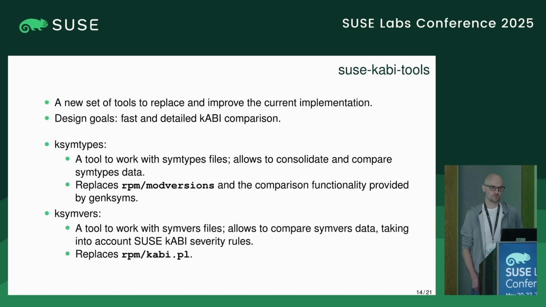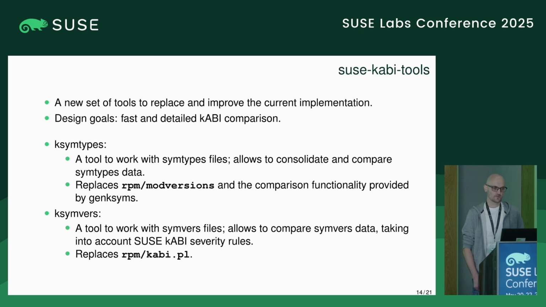The first one is to be reasonably fast, which in practice means that they should be written in a compiled language and they should utilize some level of parallelism for the most expensive operations. And the second goal is that they should provide somewhat more detailed KBI comparison compared to the current GenKSims output. The idea is to simply utilize the full information that is available in the syntypes data.